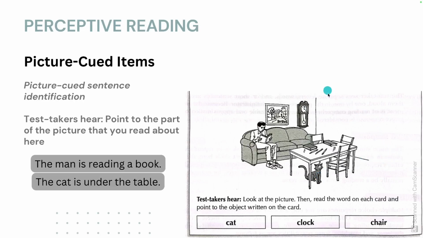Okay, but you could also do picture cued sentence identification instead of word. So same thing, test takers: point to the part of the picture that you read about. So now students read this by themselves. Silently is fine, it doesn't have to be out loud, but they read, the man is reading a book, and then they point here. And again, the teacher needs to be sitting there and watching them as they do this.